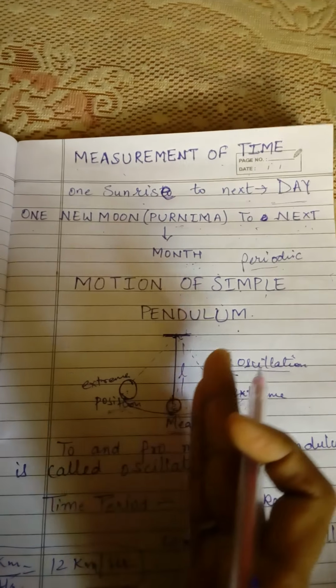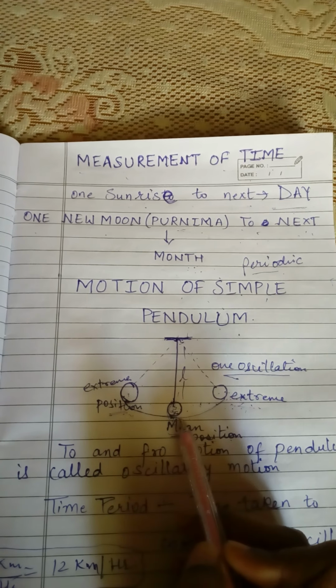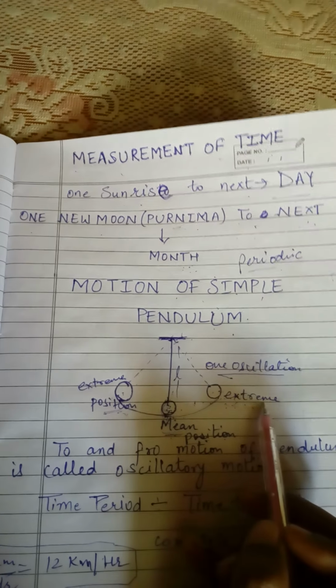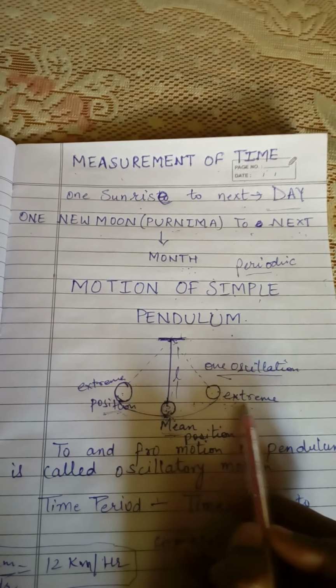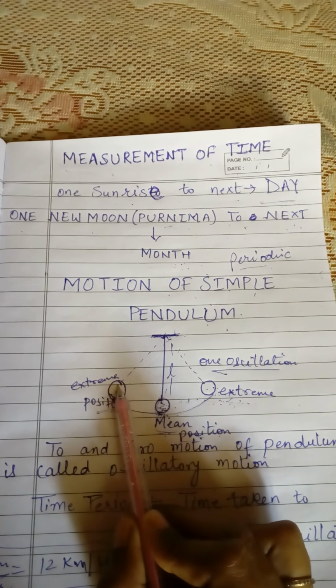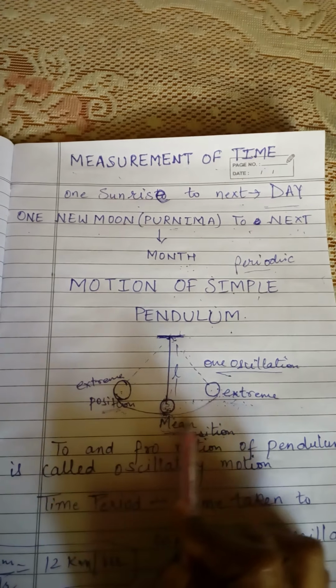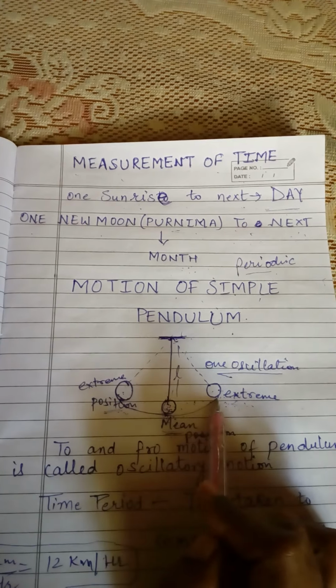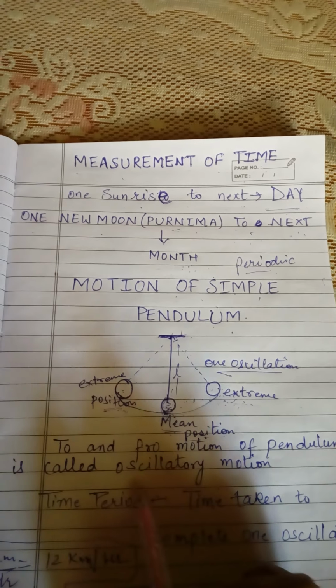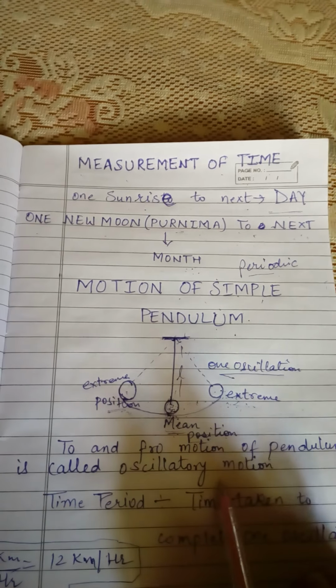it keeps changing its position from one end to the other end. Now this middle position is called the mean position, and the end position we call the extreme position. This to and fro motion of the pendulum is called oscillatory motion.